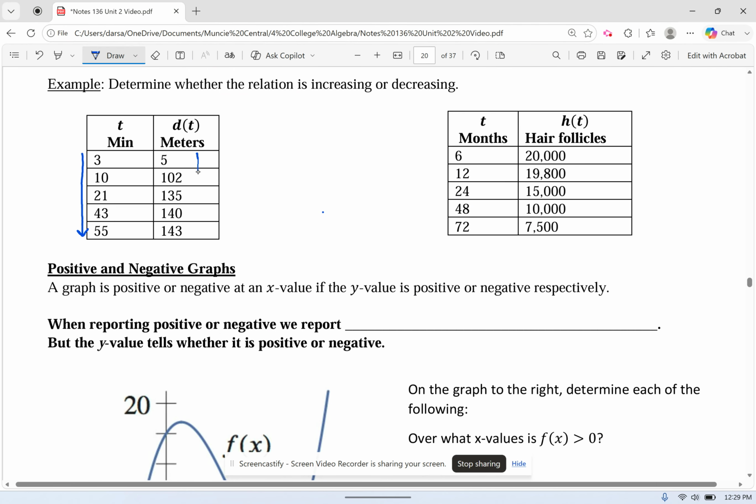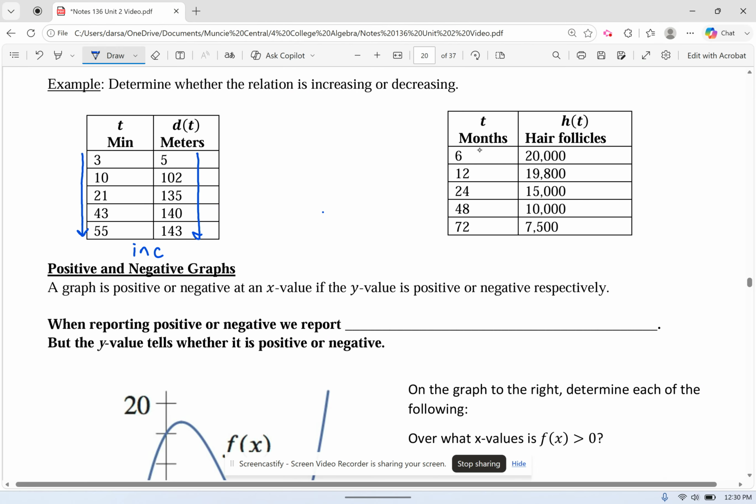What is happening to these y values? 5, 102, 135. What is happening to these? They're increasing. They are going up, correct? So this graph is increasing. It's pretty straightforward to see.